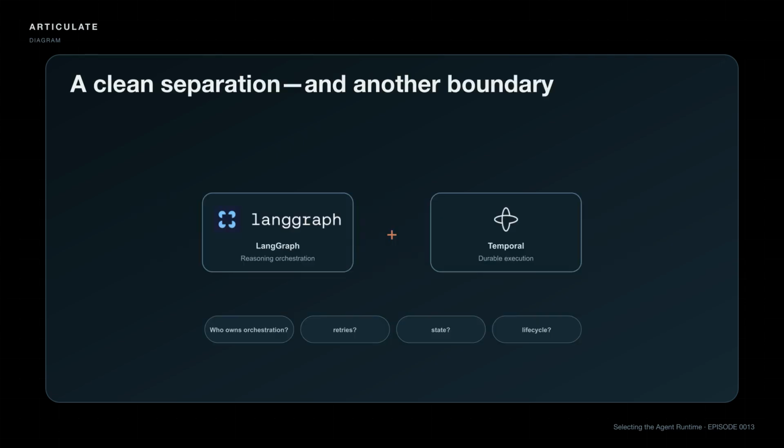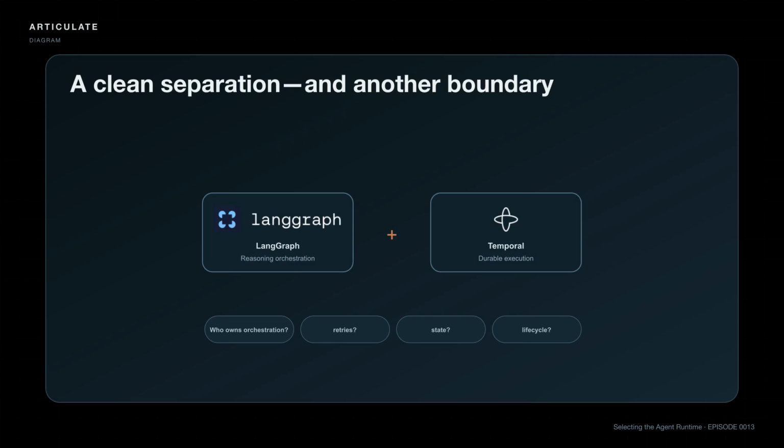LangGraph creates another interesting combination. I like its model for representing reasoning. And if I combined LangGraph with Temporal, I can separate reasoning orchestration from durable execution. LangGraph can concentrate on how the intelligent process reasons. Temporal can concentrate on making sure that process survives failure and time. That's architecturally quite clean. In some ways, it's one of the strongest combinations on the shortlist.